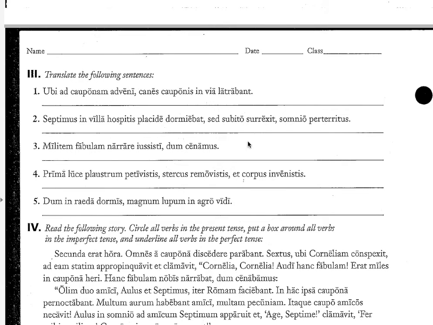Roman numeral 3 is pretty straightforward. Watch the tenses of verbs and translate accordingly. So when I arrived at the inn, adveni, I arrived. That's I arrived at the inn. The dogs of the innkeeper were barking in the street. So that's very straightforward, I think.